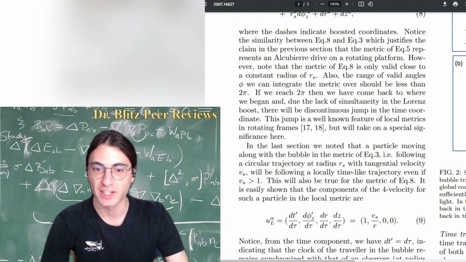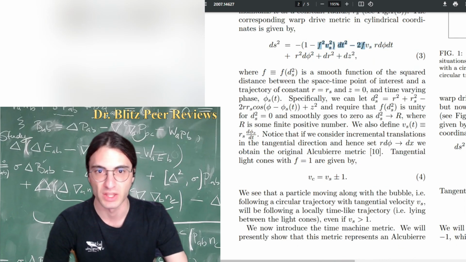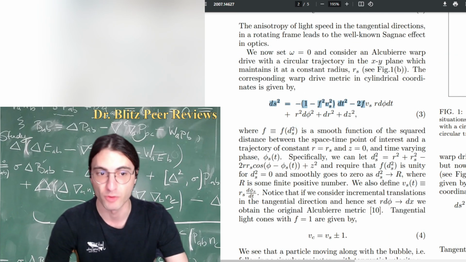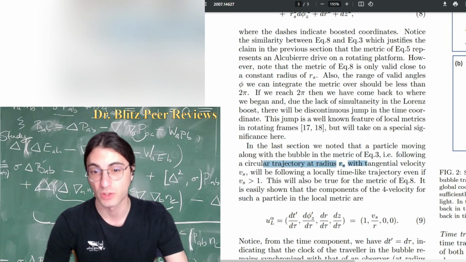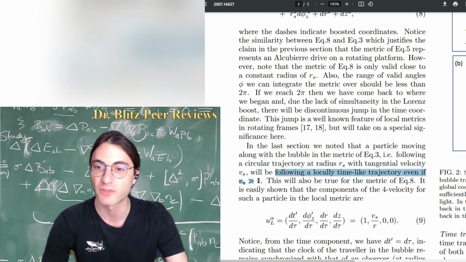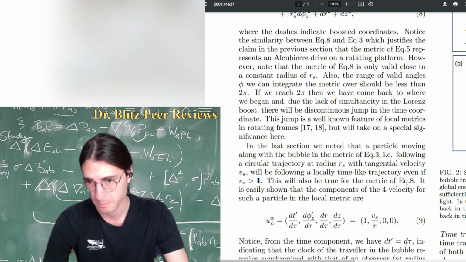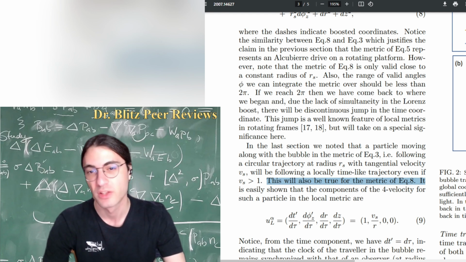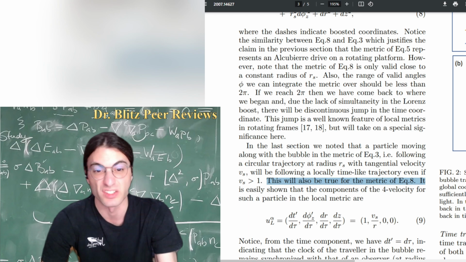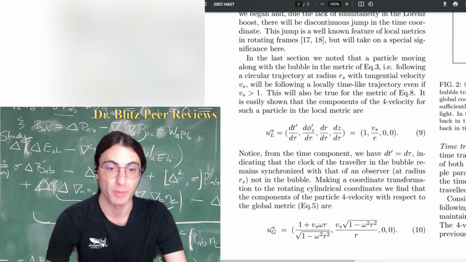Now, in the last section, we noted that a particle moving along the bubble in the metric of equation 3, being the warp drive moving around in a circle, following a circular trajectory at radius r sub s with tangential velocity v sub s, will be following a locally time-like trajectory even if v sub s is greater than 1, meaning greater than the speed of light. Here, in these units, the speed of light is 1. This will also be true for the metric of equation 8. So all they're saying is that a particle could exist in the warp bubble described by this formula because it's the same formula.